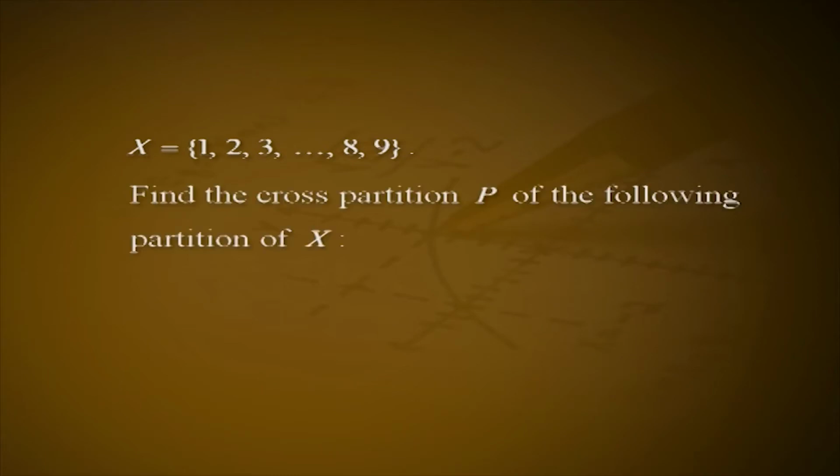Example 7. Let X be the set consisting of 1, 2, 3, etc., 8 and 9. Find the cross partition P of the following partitions of X.